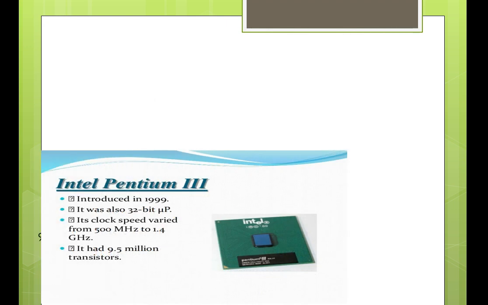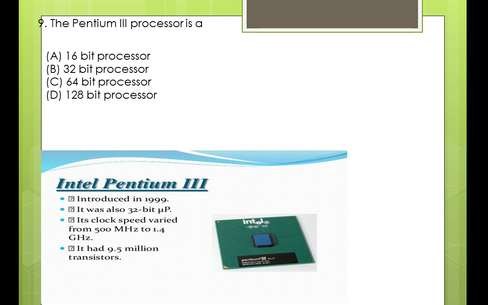The next question is regarding the Pentium 3 processor. They are asking whether the Pentium 3 processor is a 32-bit, 16-bit, 64-bit or 128-bit microprocessor. So it is a 32-bit microprocessor. The Intel Pentium 3 was introduced in 1999. Its clock speed varied from 500 MHz to 1.4 GHz. It has 9.5 million transistors. But in the options on the net, they give the Pentium 3 as a 64-bit processor.